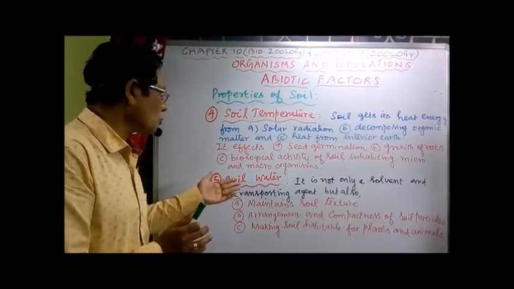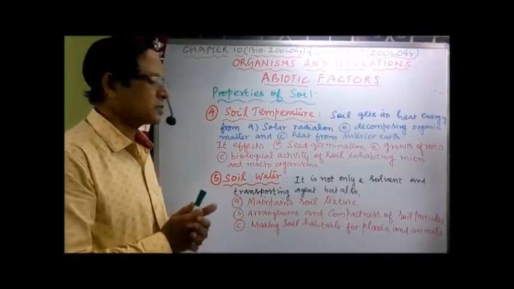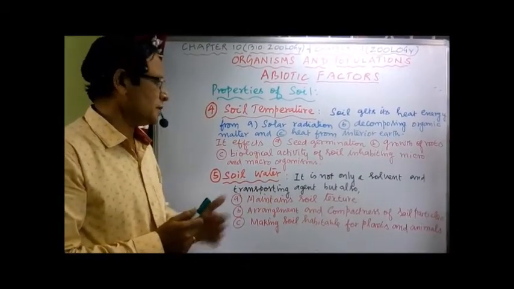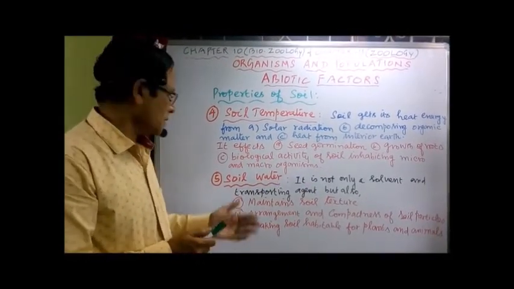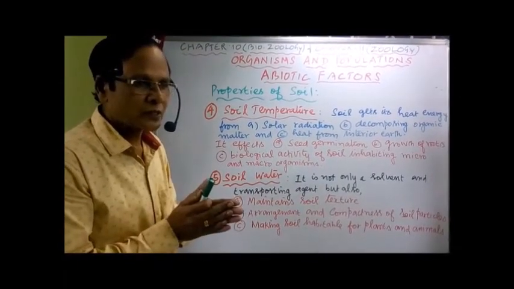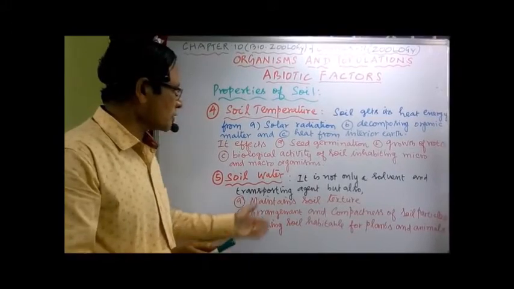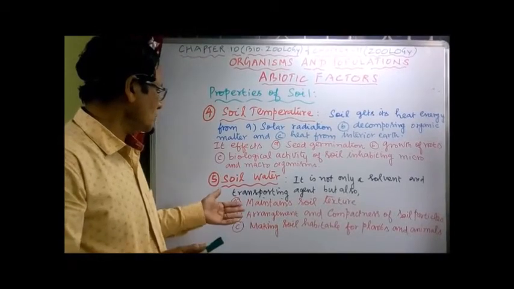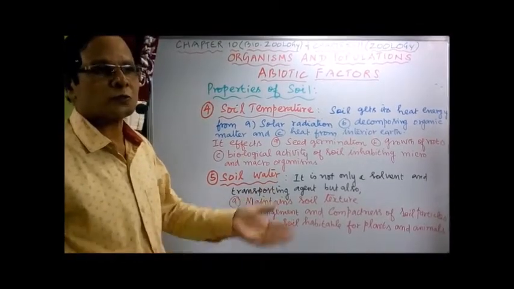The last one, soil water. The soil water is not only a solvent but also a transporting medium. These are the major properties normally. In addition to that, it also maintains soil texture. The arrangement and compactness of soil particles, that is the holding capacity of the soil, makes the soil particles held together and makes the soil habitable, a living place for plants and animals. That's about the important effects of soil water, the role or use of soil water.